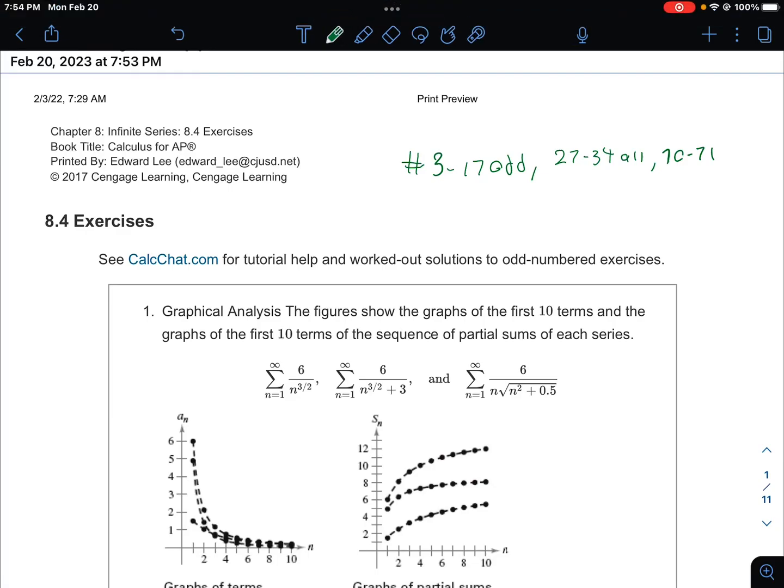Hey guys, I have absolutely nothing planned here, but I'm going to try to go through some. I just got home and I was like, okay, I'm going to try to knock out a few of these. So, we're going to talk about 8.4. This is where we had a few different things.